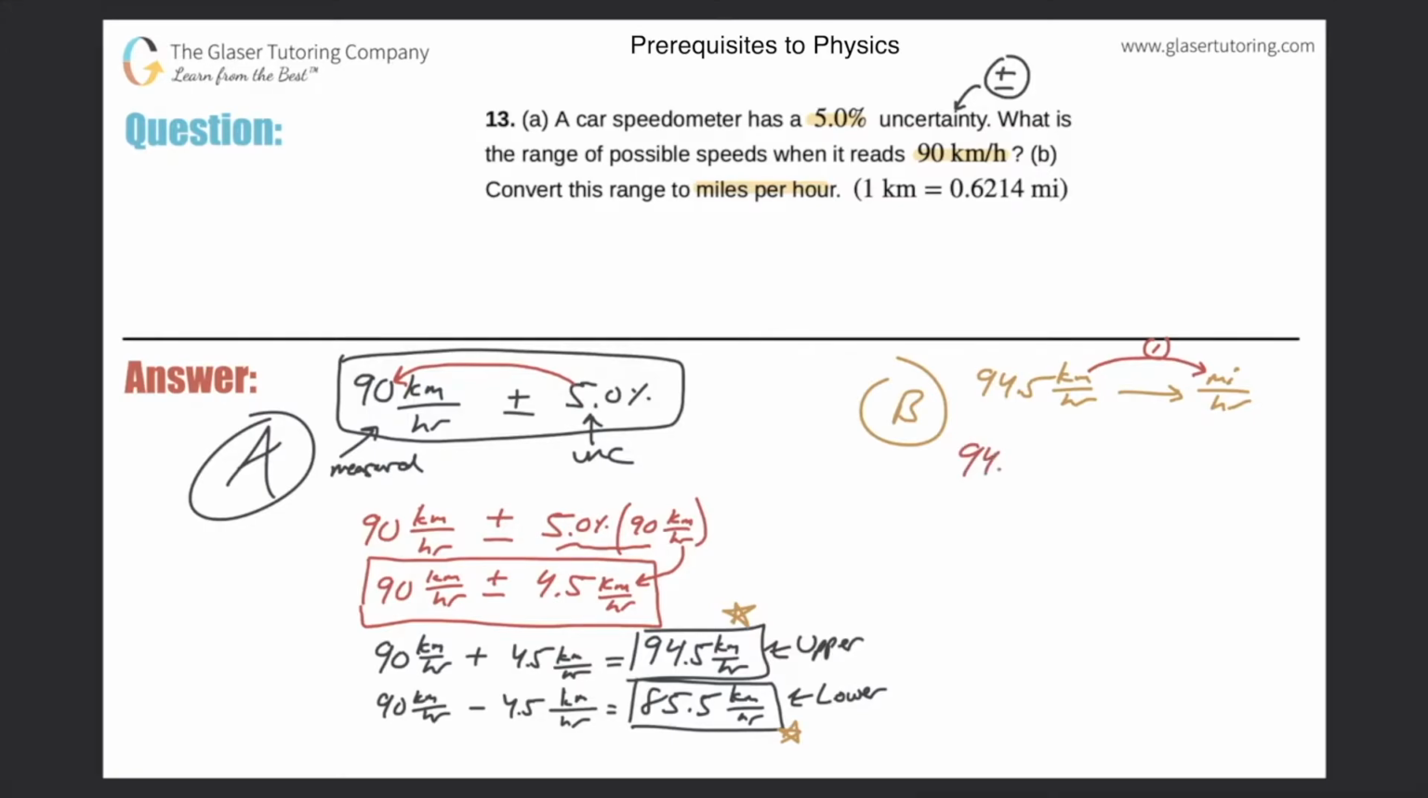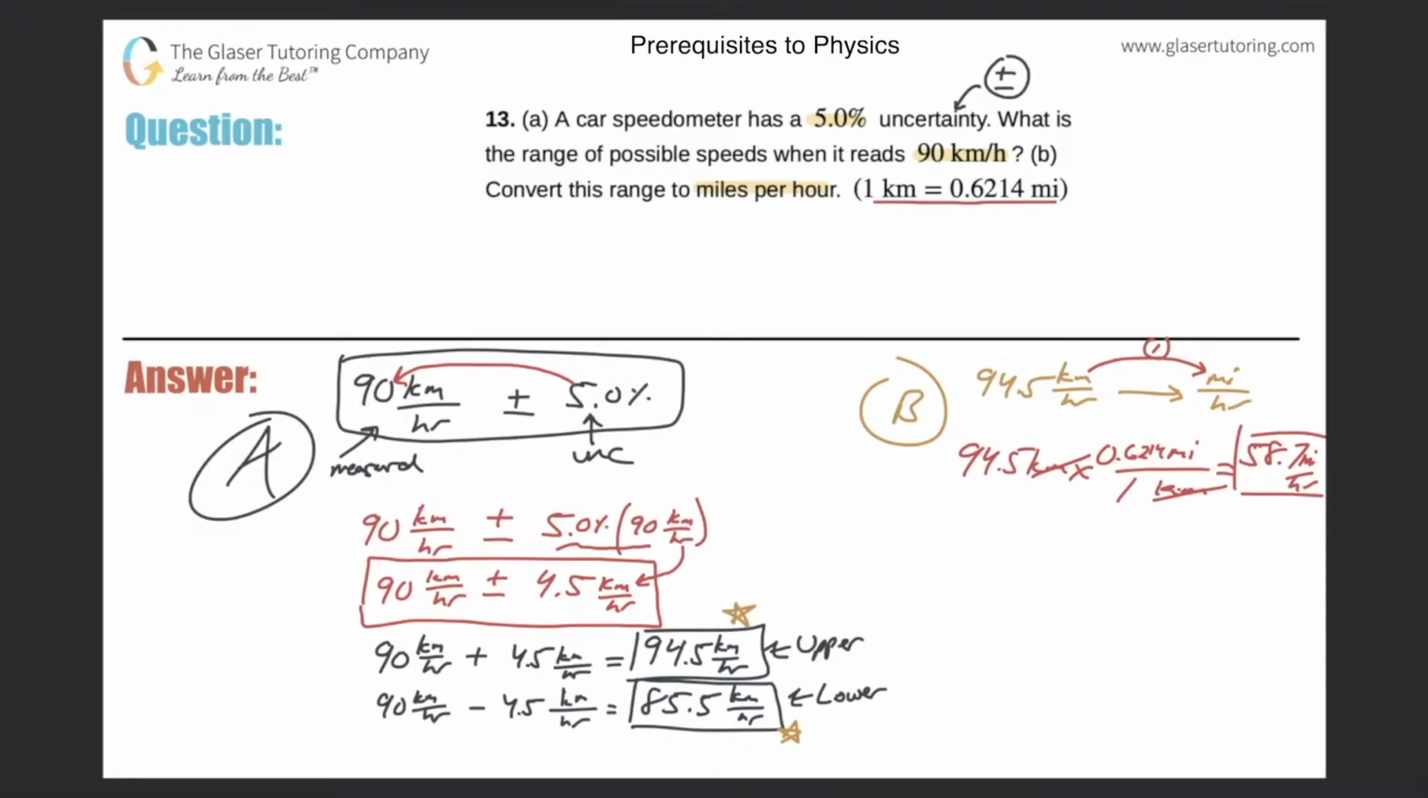So just take 94.5 kilometers on the bottom, miles on the top, and they gave us the relationship. If you look back in the problem, it said 1 kilometer is equal to 0.6214 miles. So 1 kilometer, 0.6214. Kilometers cancel. Just plug that into the calculator: 94.5 times 0.6214. Great. I'm going to round slightly to get 58.7 miles per hour. Okay, that's the upper limit.